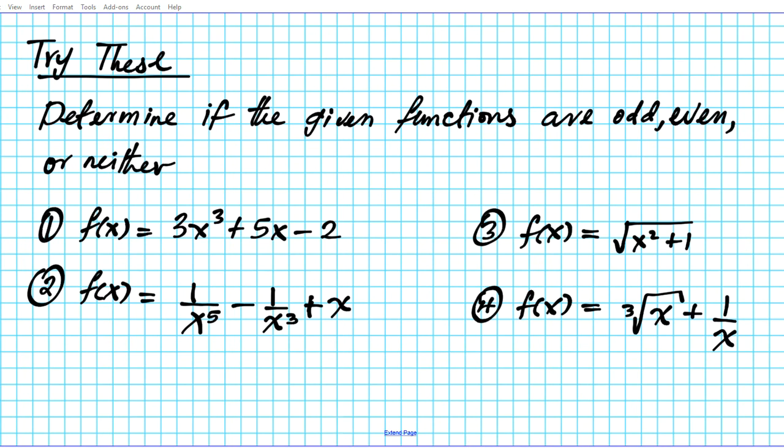Alright, so hopefully you had a chance to try the problems. These are the answers. The first function is neither odd nor even. The second function, number 2, is odd. The third function, number 3, is even. And then the fourth function, number 4, is odd.